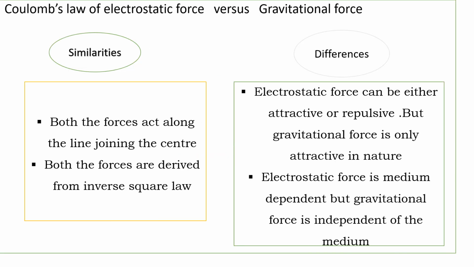Next is the comparative study between Coulomb's law of electrostatic force and Newton's law of gravitation. The motivation behind Coulomb's law was Newton's law of gravitation. According to Newton's law of gravitation, every particle of matter in the universe attracts every other particle with a force which is directly proportional to the product of their masses and inversely proportional to the square of the distance between them. And like Coulomb's law, we can represent this gravitational force as F is equal to G m1 m2 by r square.